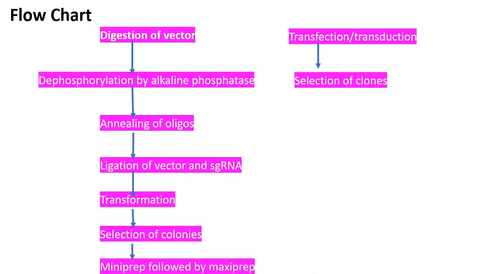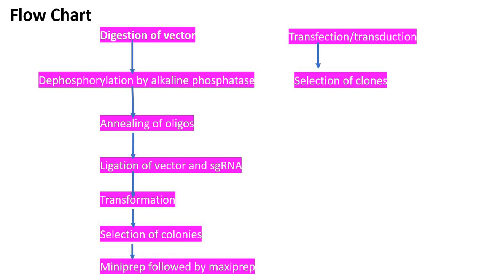Okay. So this is a flow chart of how we are going to perform this experiment. We digest the vector. We purchase this vector from the vendor, which has the Cas9 and a stuffer fragment that can be replaced by our guide RNA. Then we dephosphorylate this so that they cannot re-anneal.